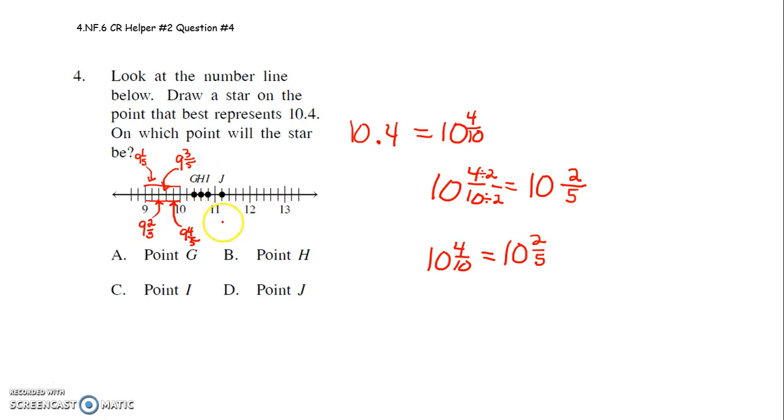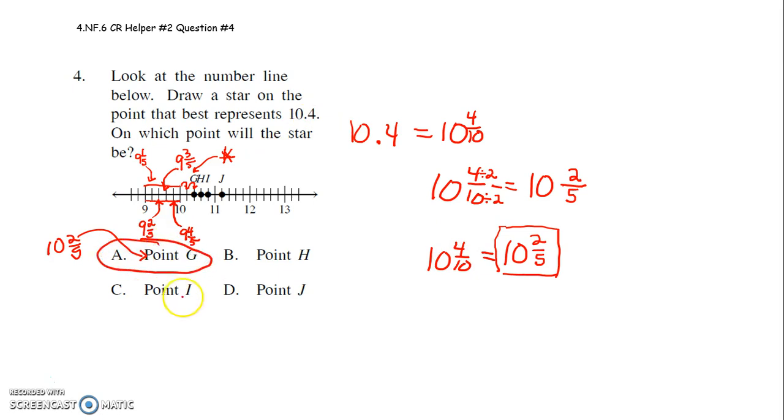So we need to see on this number line, now that we know it's broken up into fifths, we need to find out where 10 2/5 is. So this right here is 10. This is 10 1/5. And then this right here is 10 2/5. Letter G. The star would be at letter G. G is 10 2/5, which is exactly the same as 10 4/10. So that's what they're looking for. They're looking for point G.